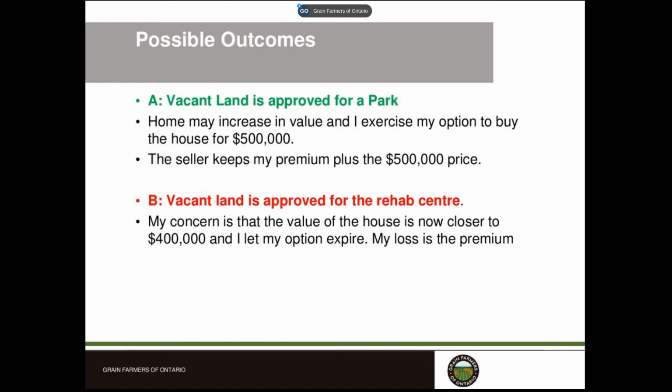The seller keeps my premium, so the seller's quite happy. I'm happy. I'll make the deal. I'll close the deal. I'll give her $500,000. She keeps the $5,000, so that's what she got, full price for her property.